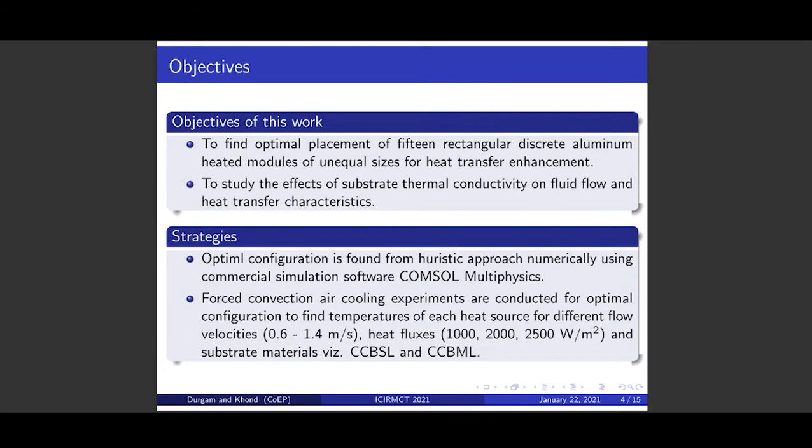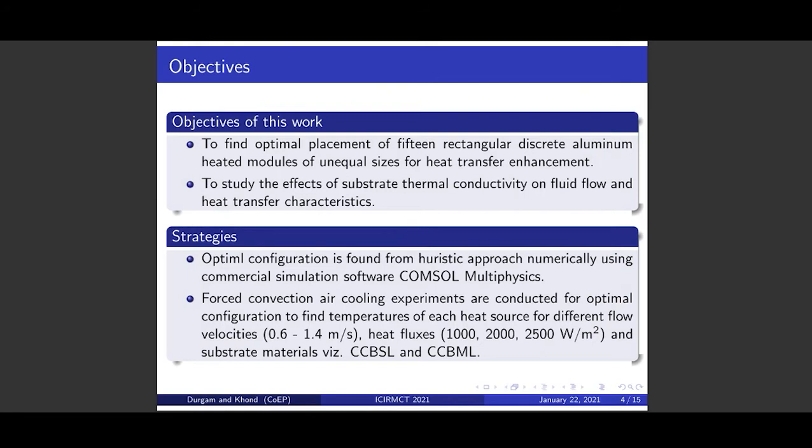The objectives of this work: to find optimal placement of 15 rectangular discrete aluminum heated modules of unequal sizes for heat transfer enhancement, and to study the effects of substrate thermal conductivity on fluid flow and heat transfer characteristics. The strategy applied to achieve these objectives is that the optimal configuration is found from a heuristic approach numerically using commercial simulation software COMSOL Multiphysics.